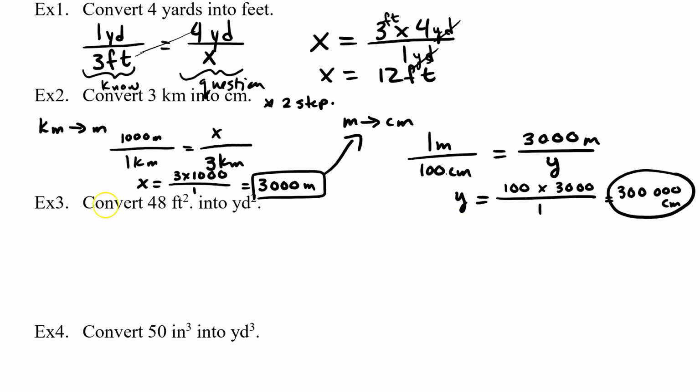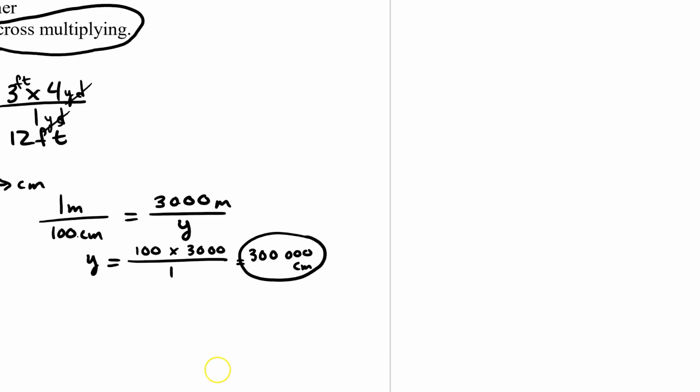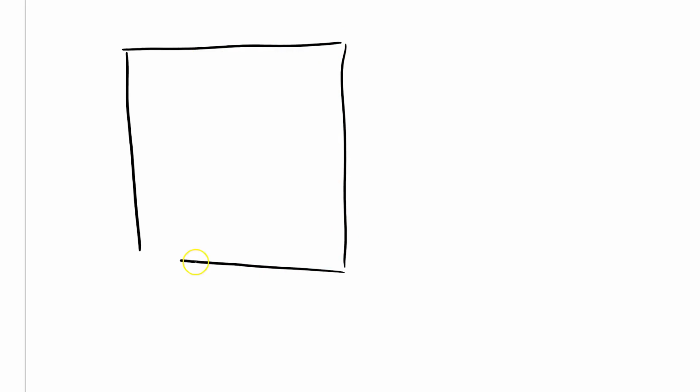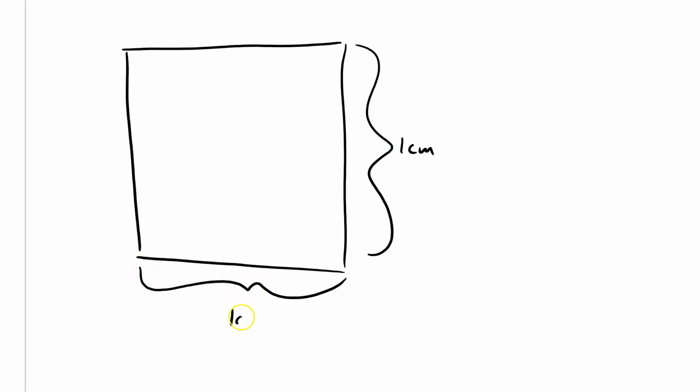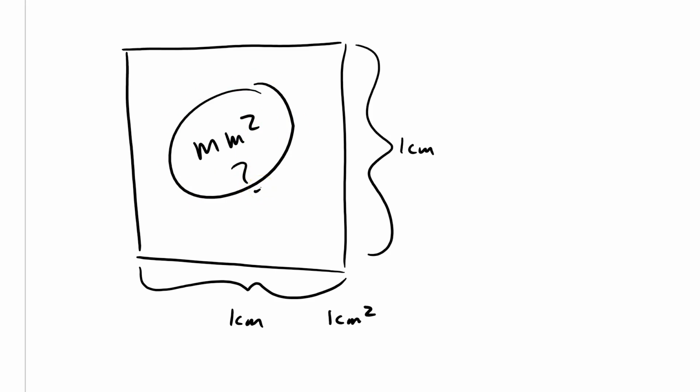So now converting between feet squared and yards squared takes a little bit of fancy footwork. So I want to take a little bit of a side note here. If I looked at a centimeter squared, pretend that the length of this is 1 centimeter. Pretend that the length of this is 1 centimeter. So this whole thing is going to be 1 centimeter squared. Think about it: how many millimeters squared are there in this centimeter squared?